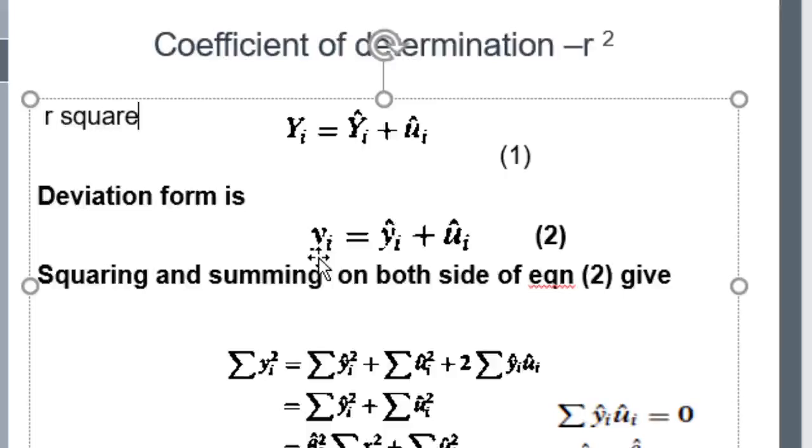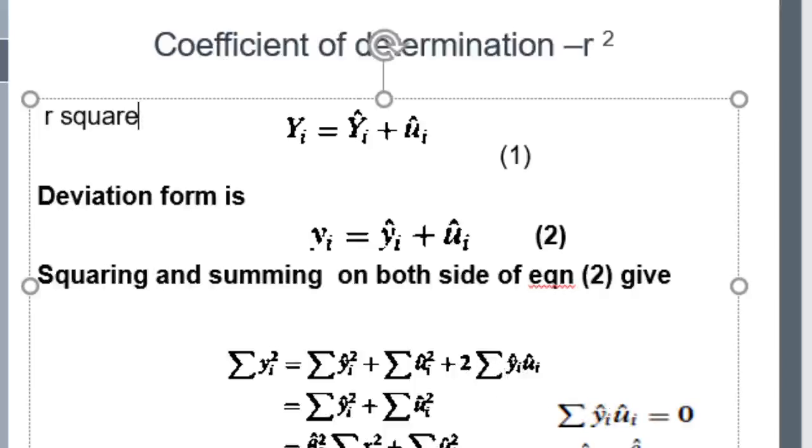Then it will be equal to sigma yi square plus sigma yi cap square plus sigma ui cap square plus 2 sigma yi cap ui cap. Then this will be sigma yi square equal to sigma yi cap square plus sigma ui cap square. Since yi cap ui cap equals 0, this term will be 0.